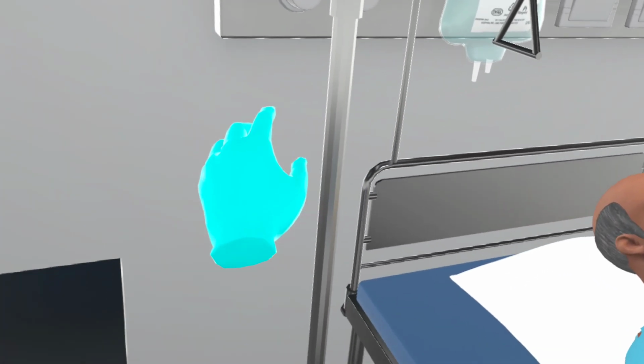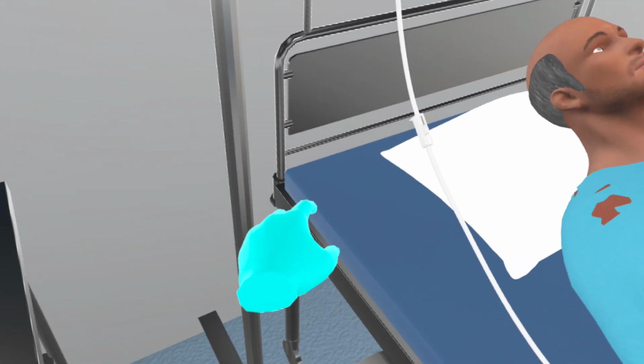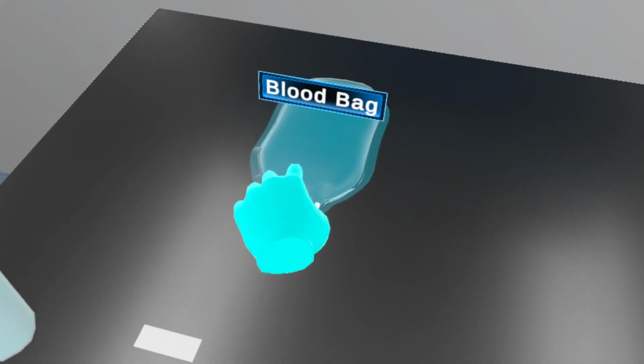Pick up the IV tube. Connect the IV tube to the normal saline. Pick up the blood bag. Hang it to the IV pole.